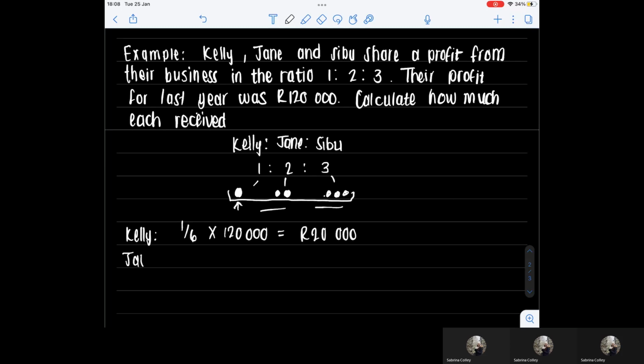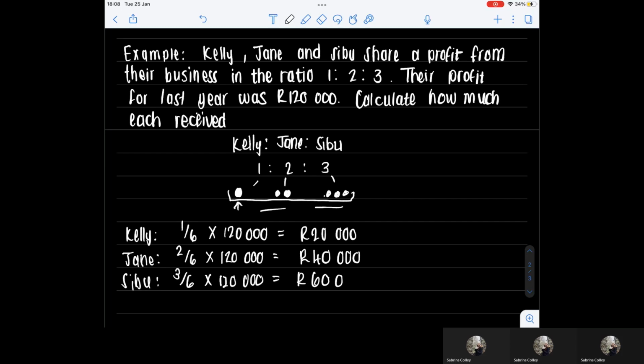If I look at Jane, Jane gets 2 out of the 6 portions of the 120,000 rand. Okay, so if I put that into my calculator, I get 40,000. And then Sivu, if I go 3 out of the 6 of the 120,000 rand, he's going to get 60,000 rand.